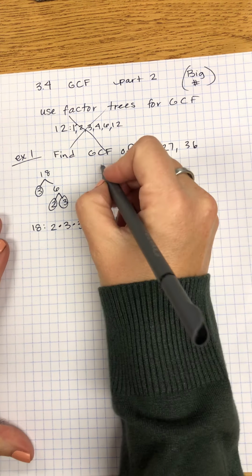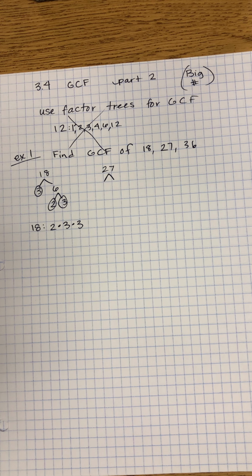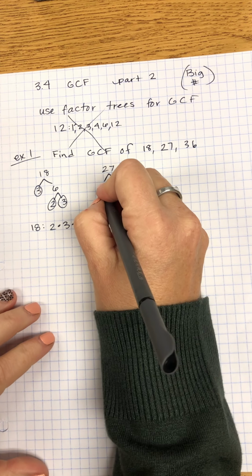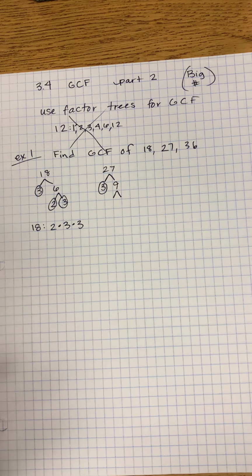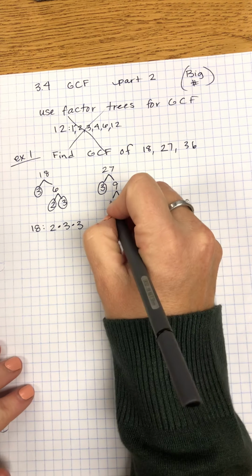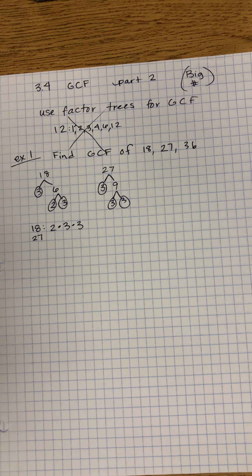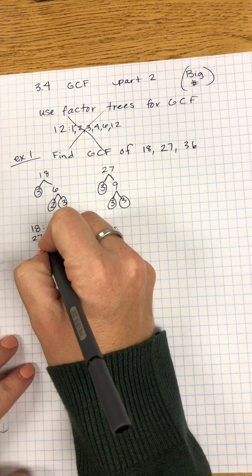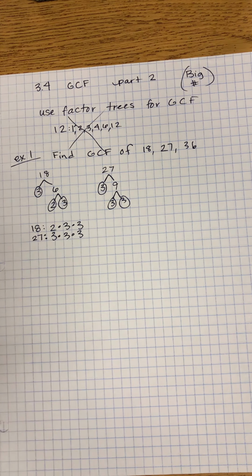Okay. Now we're going to do 27. Give me 2 numbers that go into 27. Any 2 numbers. 3 times 9. Good. And 3, you already told me is prime, so I'm going to circle it right off the bat. And then 9 is not, so I'm going to branch it out. 3 times 3. And which one of those is prime? So for 27, I'm going to put it right underneath 18. And I'm going to put its factors. So 3 times 3 times 3. Again, I'm not going to use any powers or exponents.